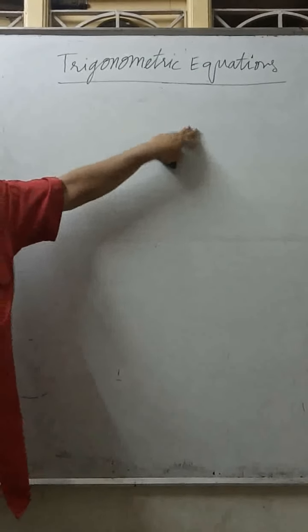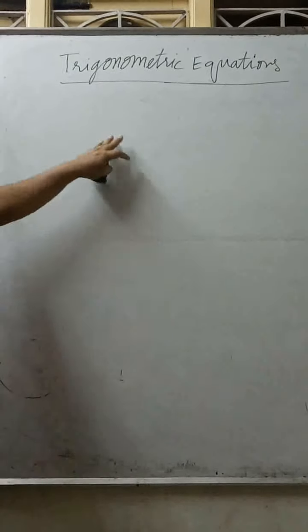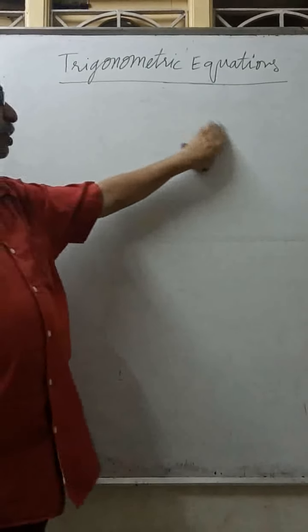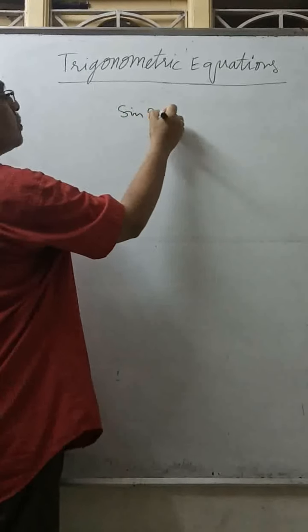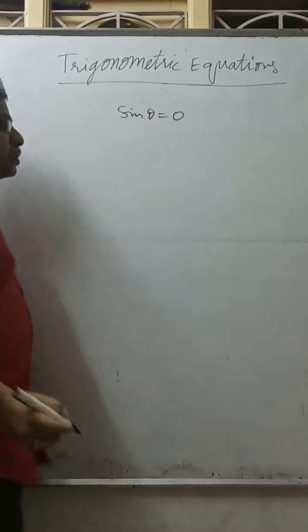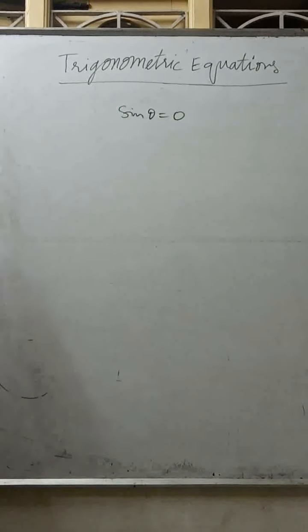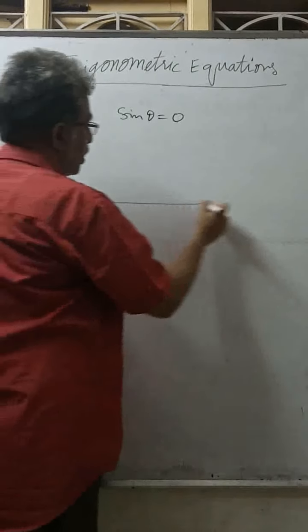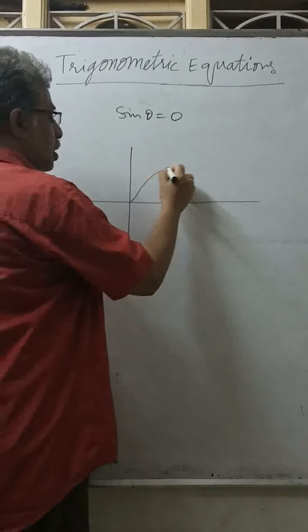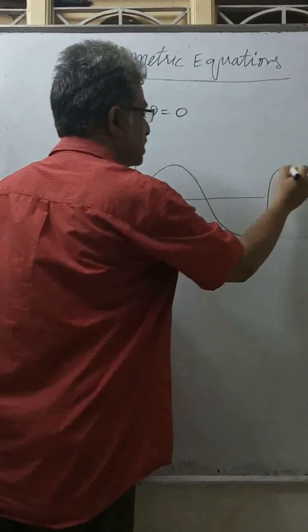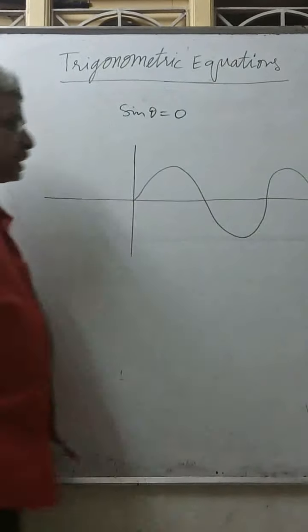Trigonometric equations means how to solve the trigonometric equations. We know that sin theta equal to 0. When does sin become 0? Theta equal to 0, we will usually say. But there are many values where sin becomes 0. If you draw the sketch, the graph of sin theta is like this.